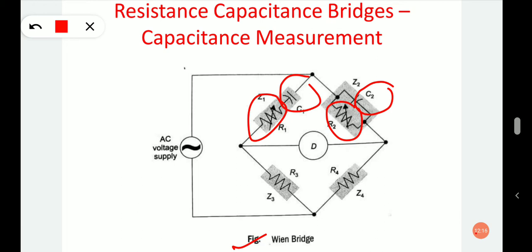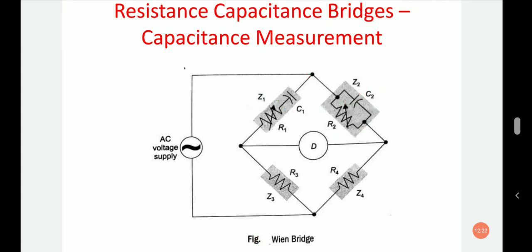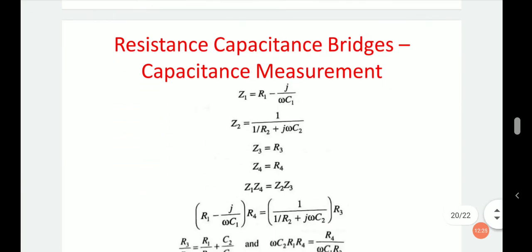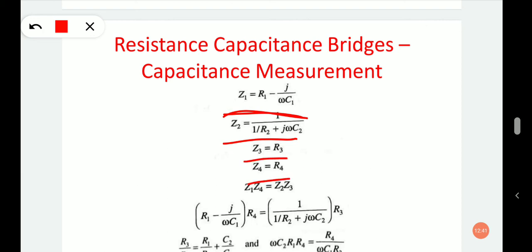The impedances can be written in their complex notation as, for Z1, R1 minus j upon omega C1, for Z2, 1 upon R2 plus j omega C2. Z3 and Z4 both are resistors, so Z3 equals R3, Z4 equals R4. We know the balance condition of the bridge is given as Z1 Z4 equals Z2 Z3.